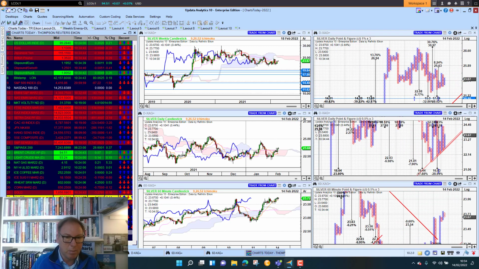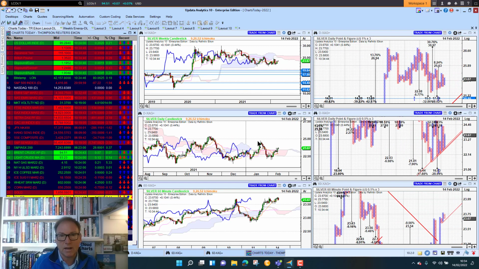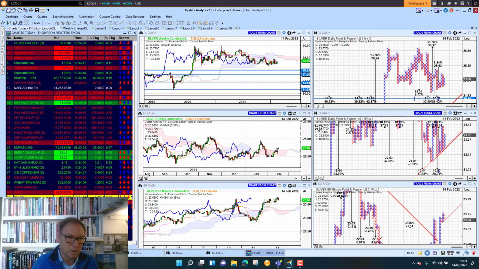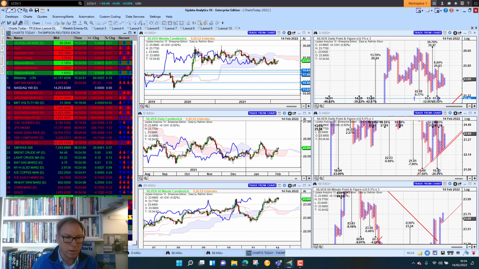Silver up 0.4% this morning, and again now looking bullish on all three time frames, just coming out on the daily cloud. So precious metals starting to show their way.